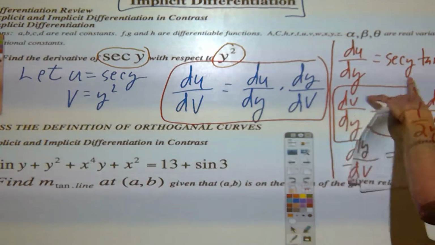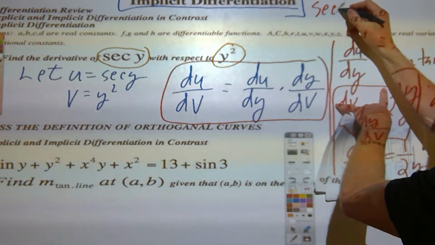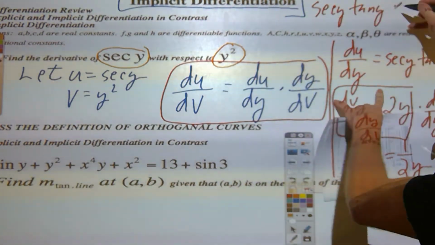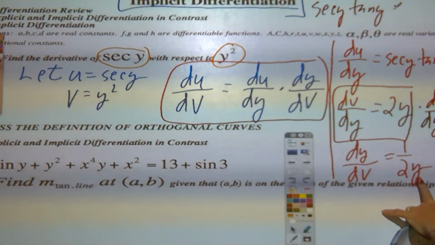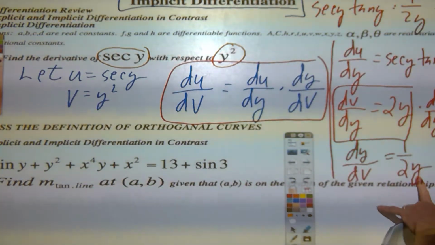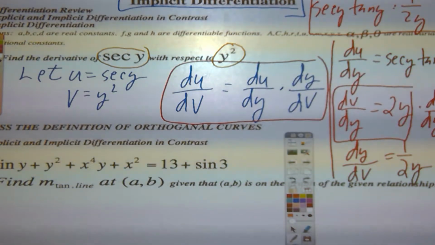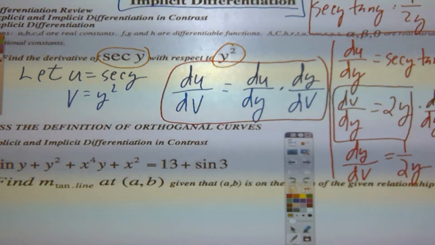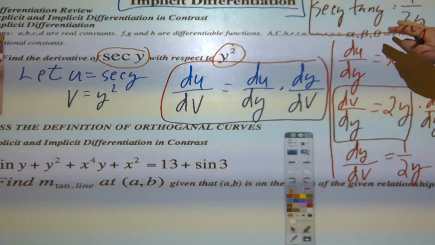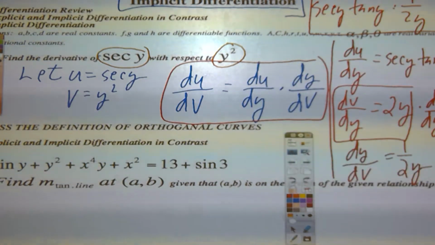It's du/dy, which simplifies to secant y tangent y, times dy/dv, which we've discovered is 1 over 2y. Final answer to the warm-up question. Any questions on this problem right here?